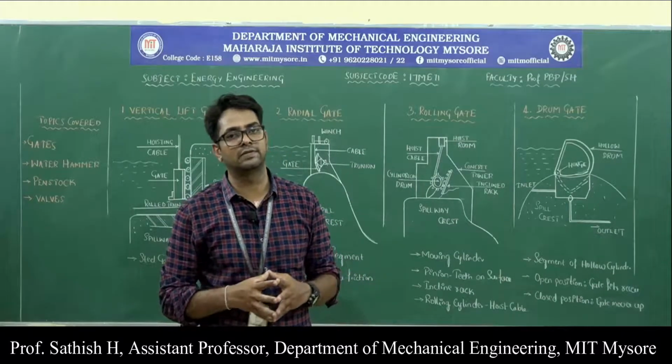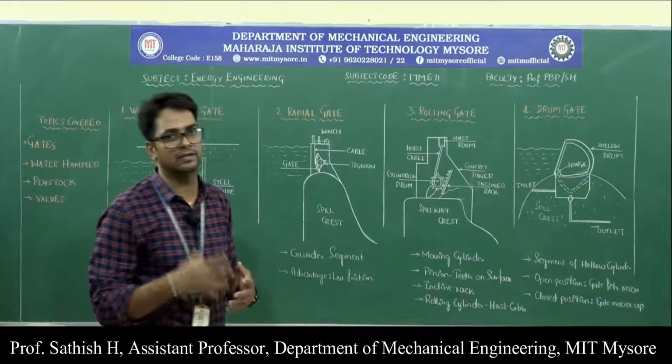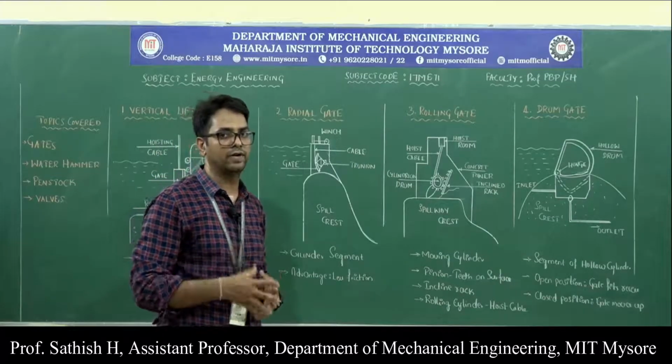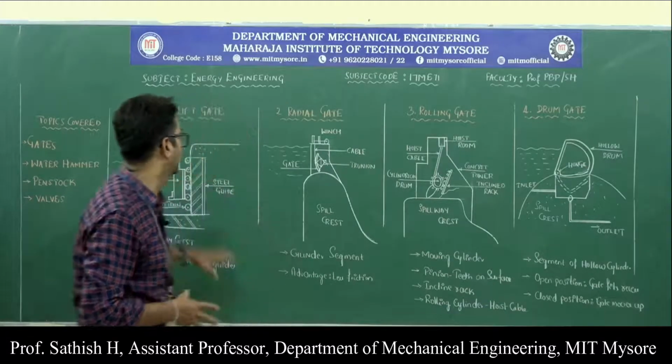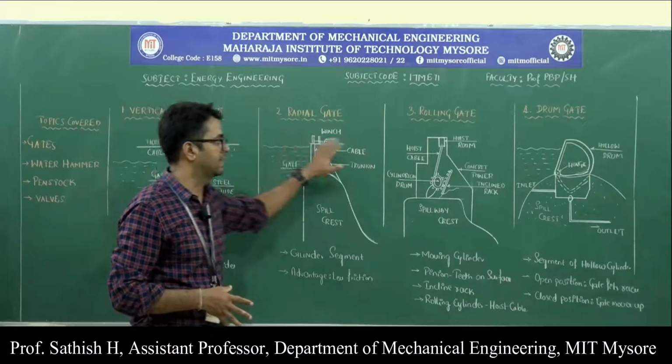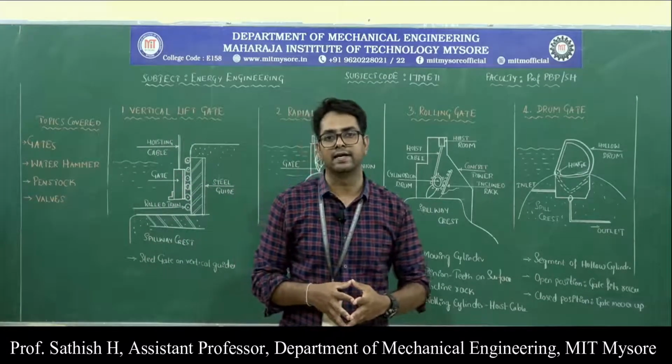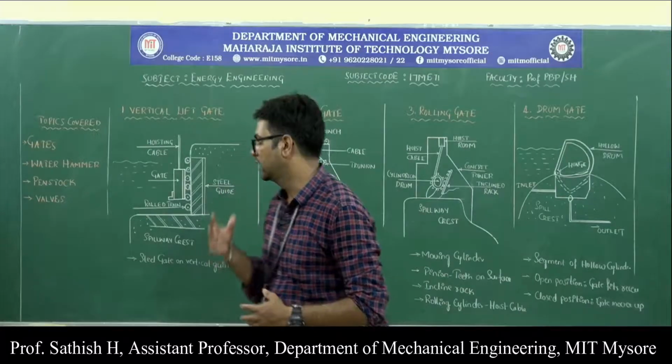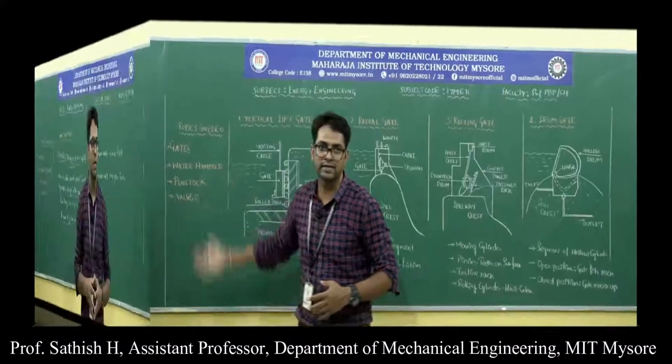So this is about the different types of gates. We discussed the construction and working principle, and also the advantages. The first one is the vertical lift gate, then the radial gate, rolling gate, and the drum gate. Next we will discuss the second topic, that is water hammer.